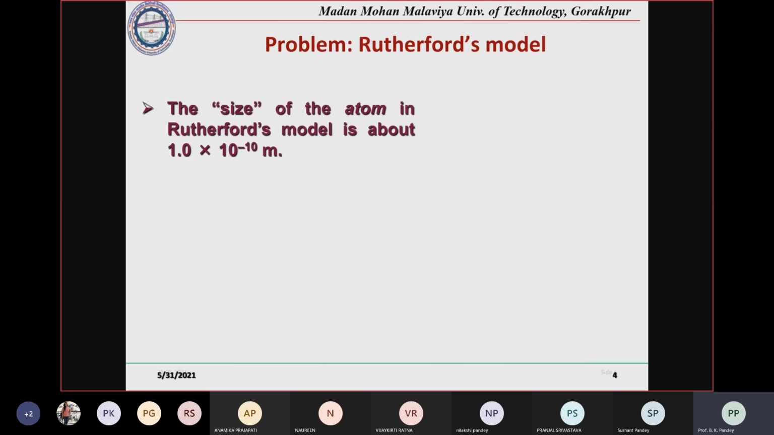फिर भी उसको बताने के पहले आइए थोड़ा साइज का अंदाजा लगाया जाए जो रदरफोर्ड ने अपने मॉडल में प्रपोज किया था. The size of the atom in the Rutherford model is about 1 into 10 raised to power minus 10 meter. That is 1 angstrom. And we have to determine the attractive electric force between an electron and proton separated by this distance.